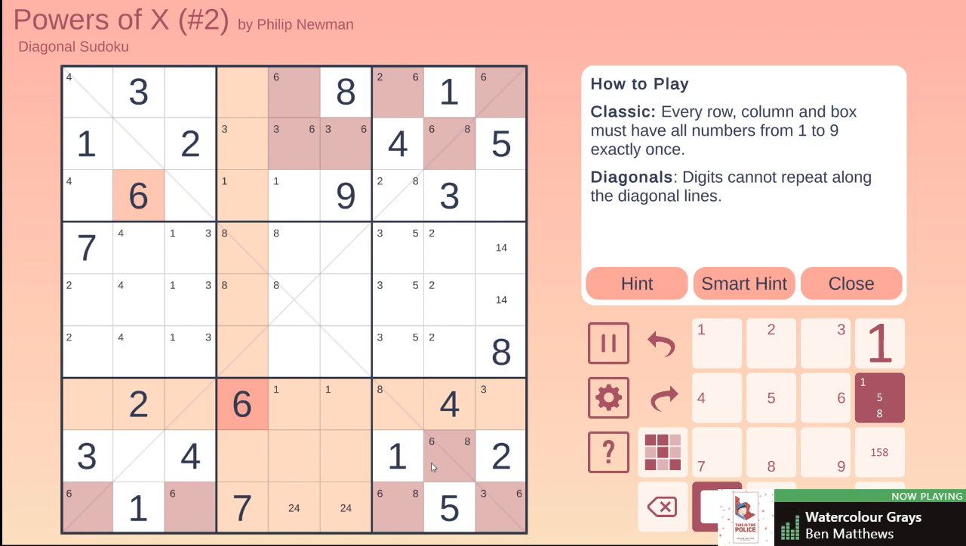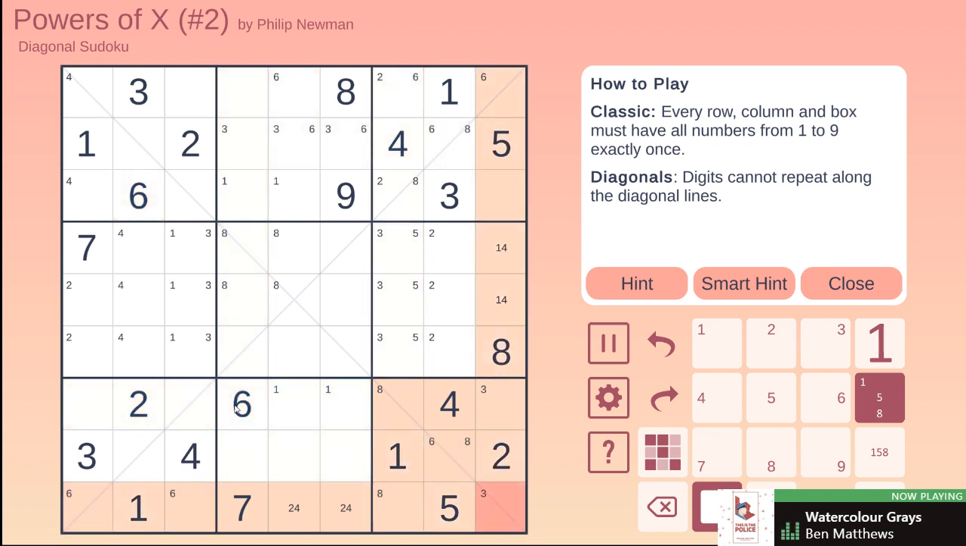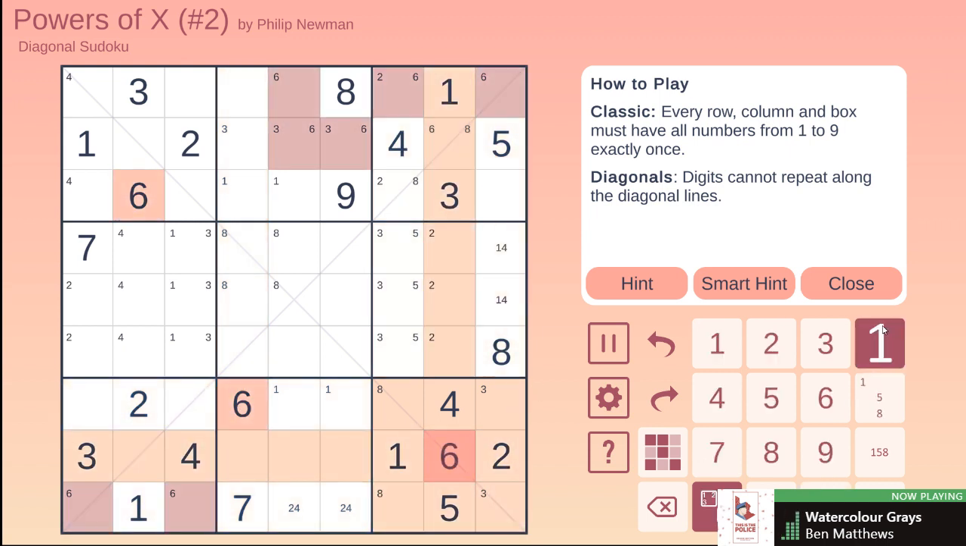Oh, yes. Okay, 6 cannot be here. Wait, no, 6 has to be here. Hold on. Because these 6s look at these. This 6 looks at these. This is a 6. Which is great.